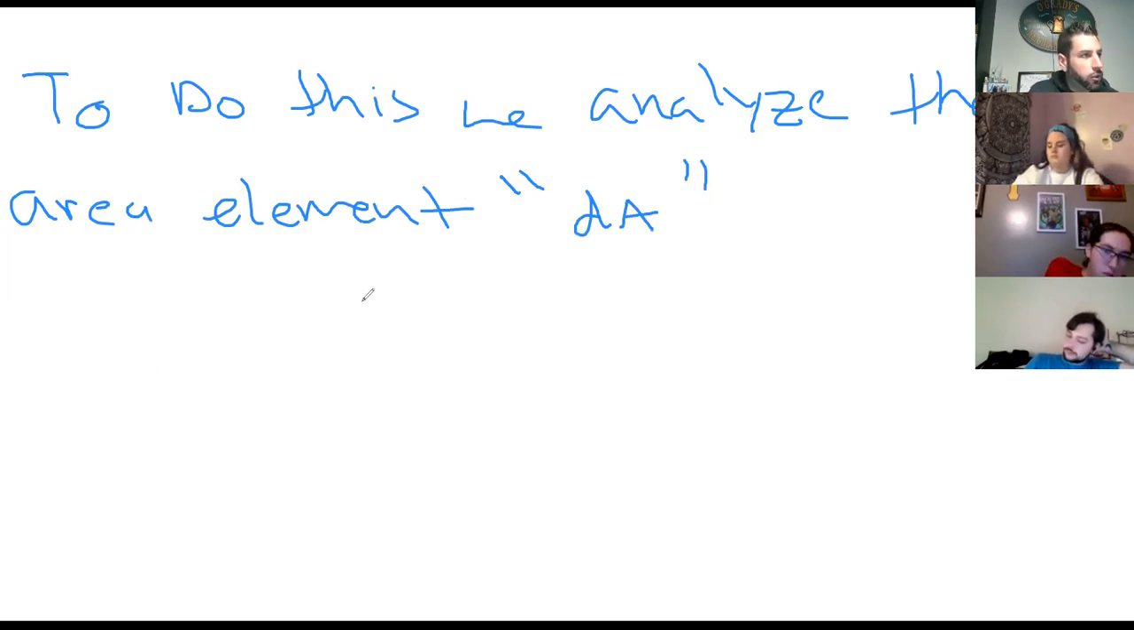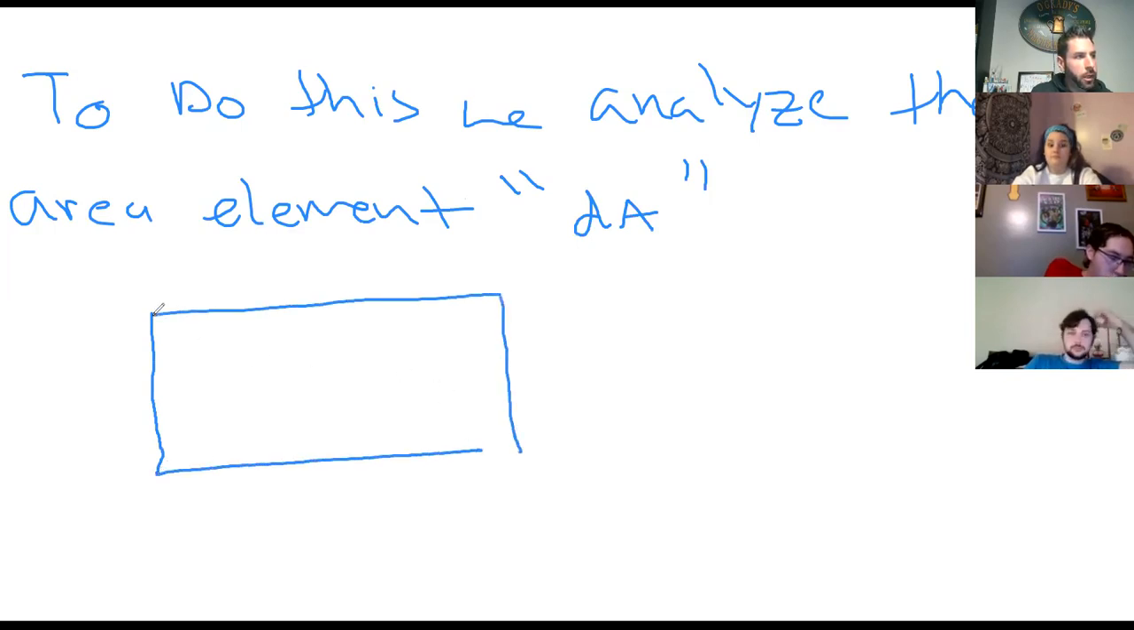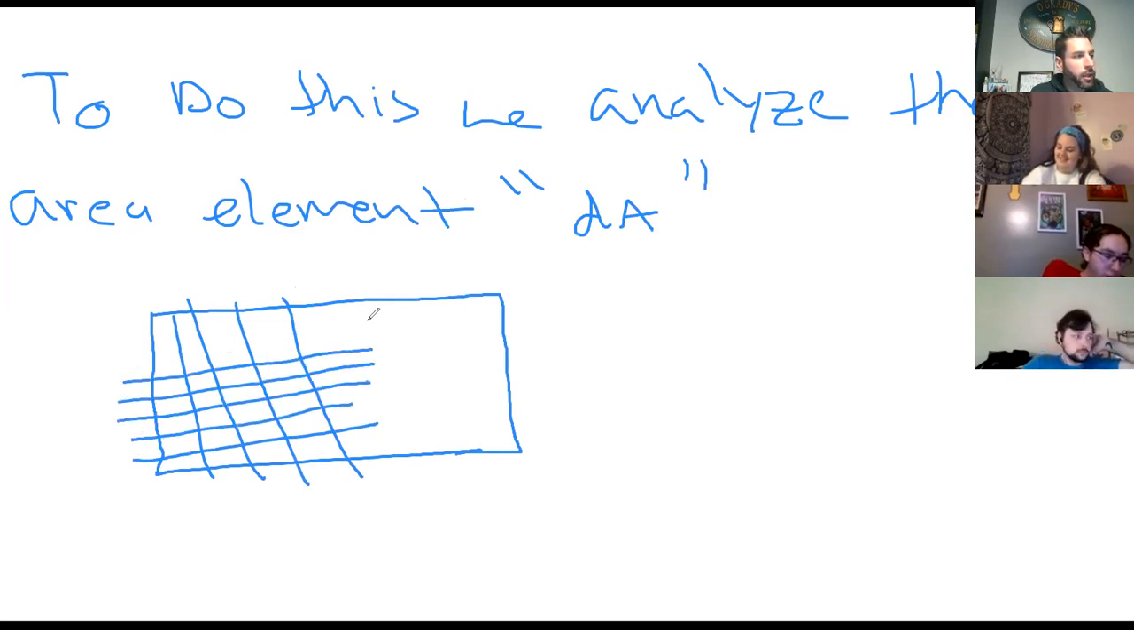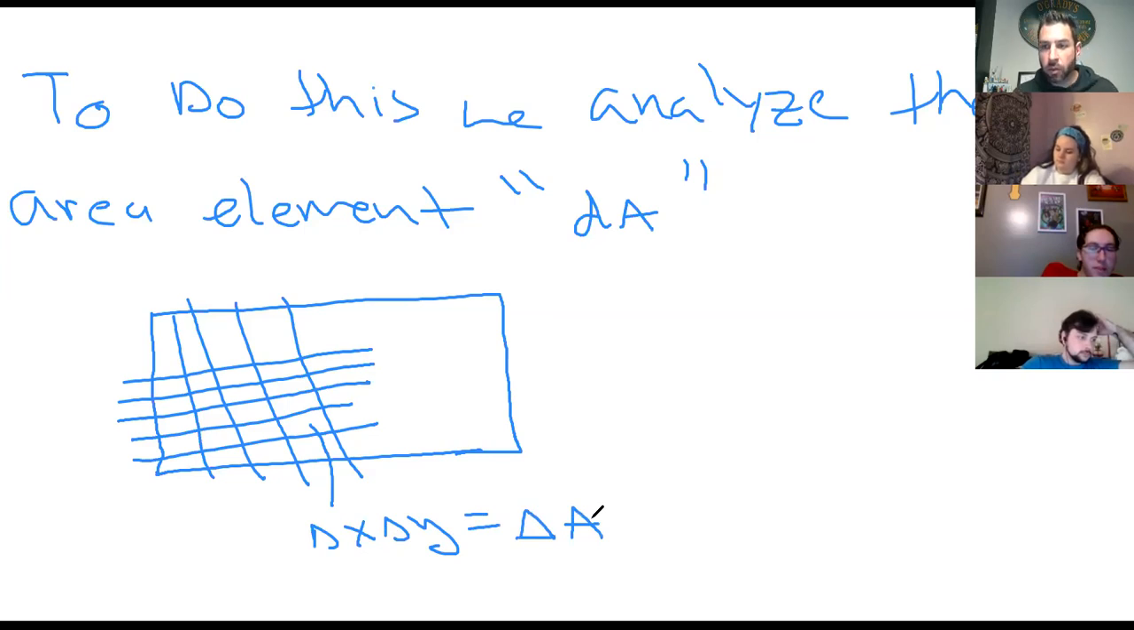If you remember how we constructed this thing, if you take your rectangle, what we did is we said, okay, we have this rectangle and we're going to chop it up into these little rectangles. This was my delta x, delta y, which is delta A. So you might have to go back in your notes and think about this. We took our rectangle, our domain. Remember, this whole thing here is D.